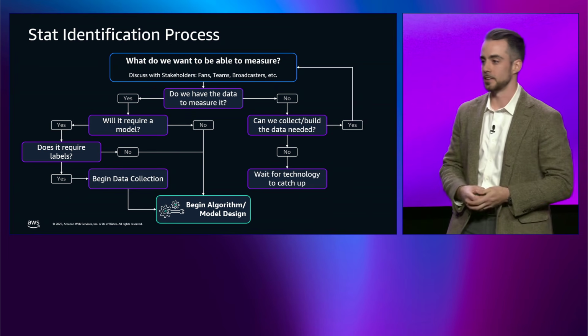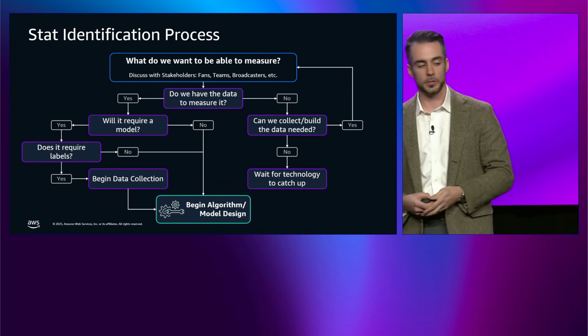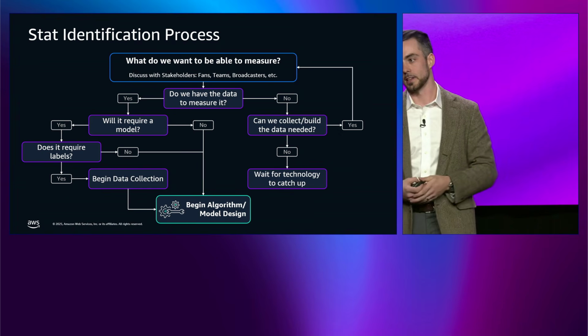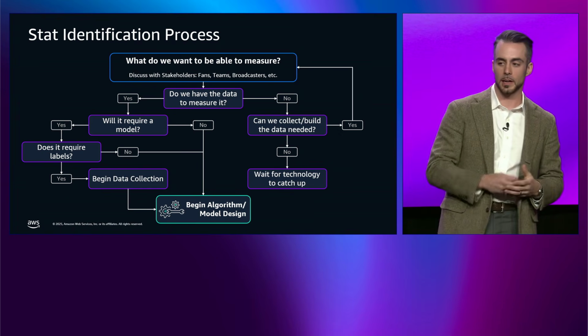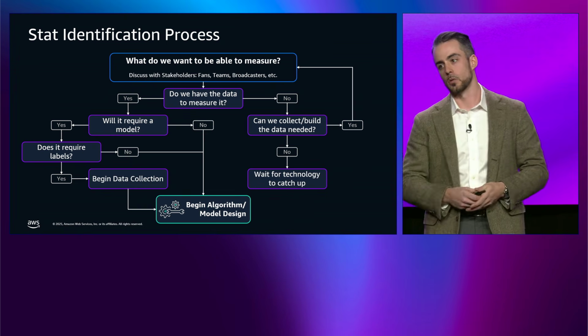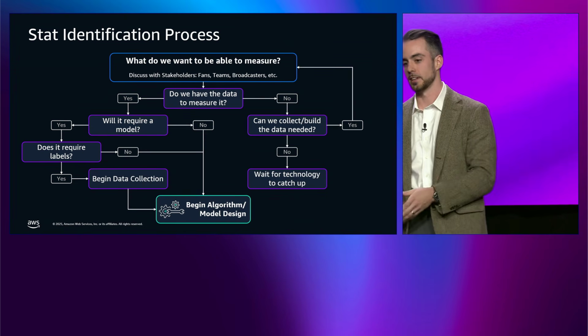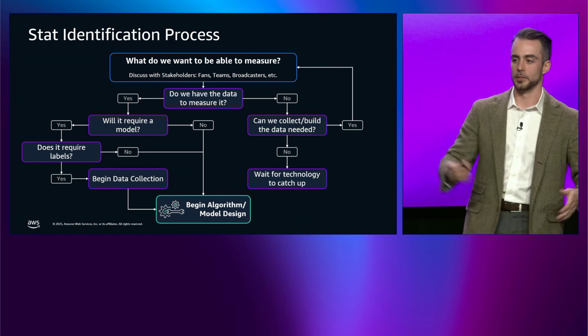And that's where the player tracking data comes in. In this data-rich environment, we do have the opportunity to look at things we've never looked at before and get more to the left side of this tree, right? If we do have the data, will it require a model? No? Great. We can start building it. If it does, does it require labels? And you guys get the rest, right?